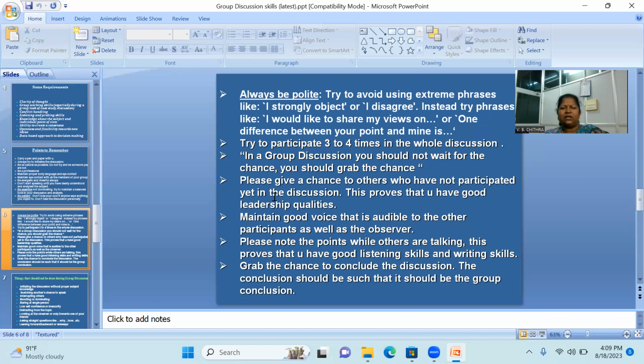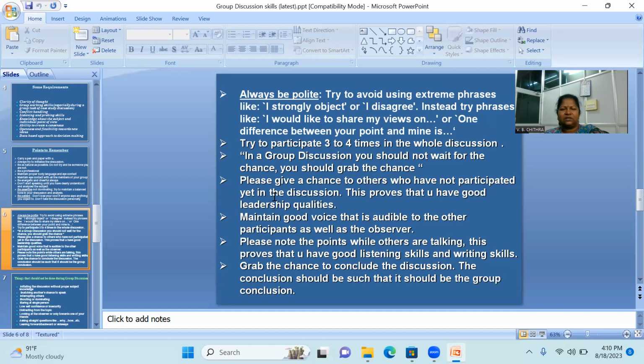And try to participate 3 to 4 times in the whole discussion. Don't think that if you once convey your message, contributing to that particular topic, and then keep quiet for the rest of the time, you will still be considered in the selection list. You need to talk at least 3 to 4 times in that group discussion and contribute your own points.